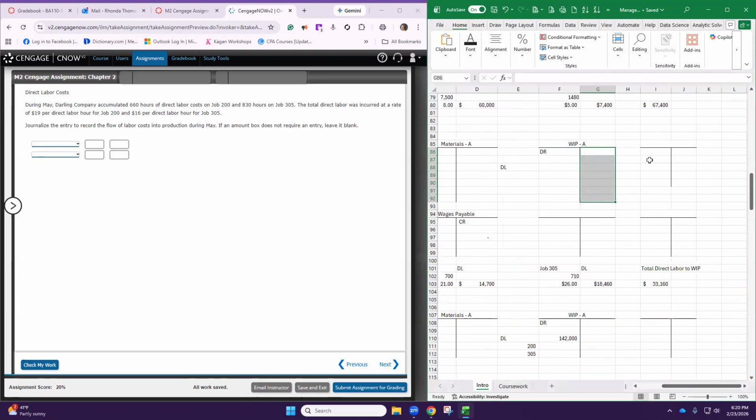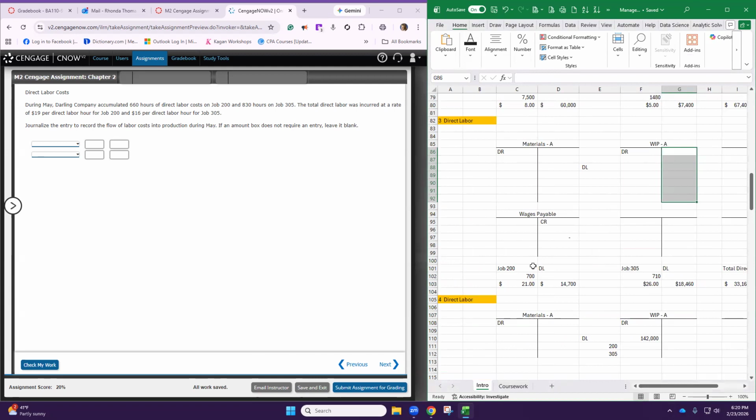And then this one here would be finished goods, but I'm not going to put that in there. I'm just going to figure what they're telling us for the direct labor. So the direct labor during May accumulated 660 hours of direct labor costs on job 200 and 830 hours on job 305. So here are your hours.